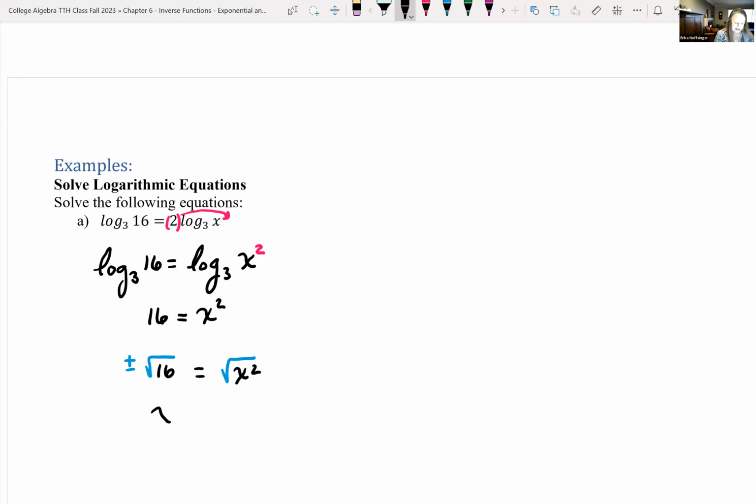Square root of x squared is x, which is equal to plus or minus the square root of 16, which is 4. The problem is I can't have a log of a negative number. If I plug in negative 4 for x, then I would have a log of a negative number. So x cannot be negative 4, and we only get x equals 4 as our solution.